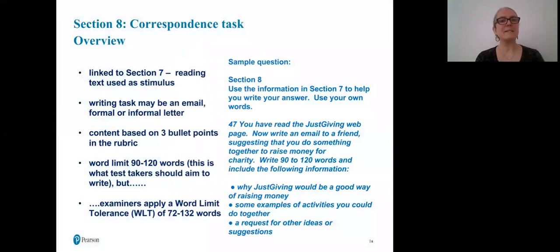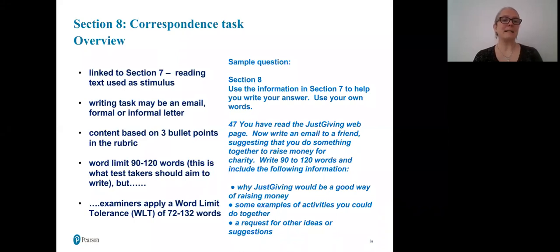So section 8 is what we refer to as the correspondence task. This is because it's linked to section 7, the final reading section that we looked at yesterday, and the input reading text for that task is used as the stimulus for section 8. So this is a writing task. It may take the form of an email or a letter, which could be formal or informal.